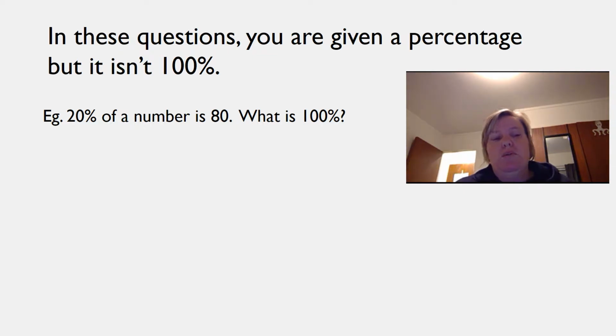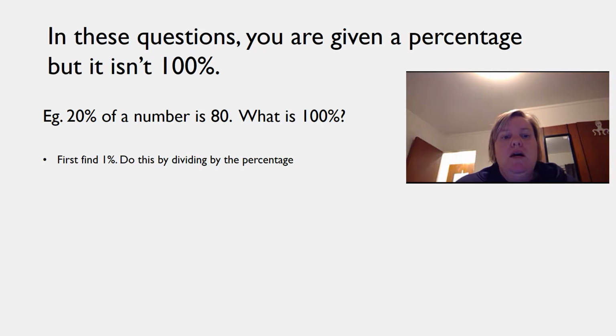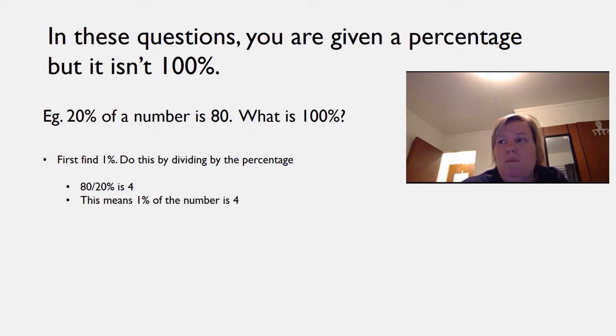It's actually quite simple. All you've got to remember is 1. Okay, so the first thing we need to do, no matter what the percentage is, is find 1%. So you just do this by dividing by the percentage. So in this case, I'll do 80 divided by the 20, which gives me 4. So that means that 1% of the number is 4. Okay, so the first key is get down to 1%. Now what you need to do is get up to 100%. So to get 100%, you need to times your 1% by 4, and that tells you you've got 400.